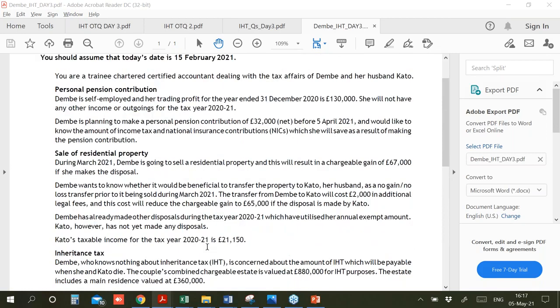You're a trainee chartered certified accountant dealing with the tax affairs of Dembe and husband Kato. I'm surprised that Dembe is a she. I mean, it's a female. Normally Dembe is the name of a male.